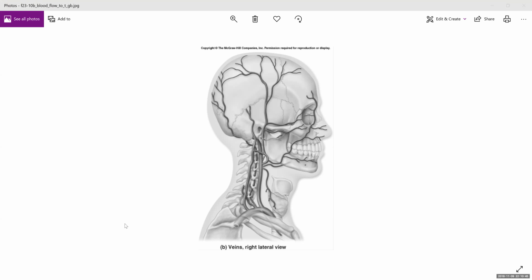Take a look at this. Name this vessel. Internal jugular vein. Name that vessel. Right common carotid artery. Name this vessel. External carotid artery. Remember E before I. This is internal, right? Name this vessel. External jugular vein.